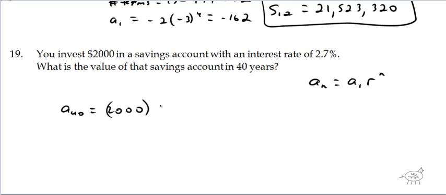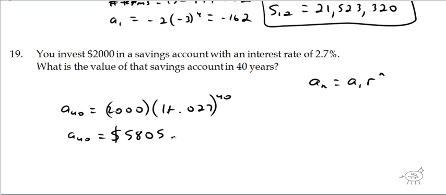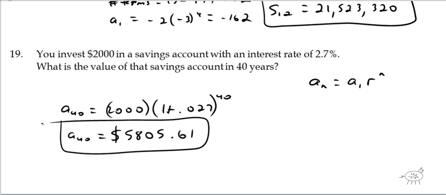It's A sub 1 times 2.7. So it's 1 plus 0.027. That's 2.7%. Be careful about that. And that's to the 40th power. Okay, so it's 1.027. And we get A sub 40 comes out to be, and again, round to the nearest 2 decimal places, 5805.61. Okay, not bad.